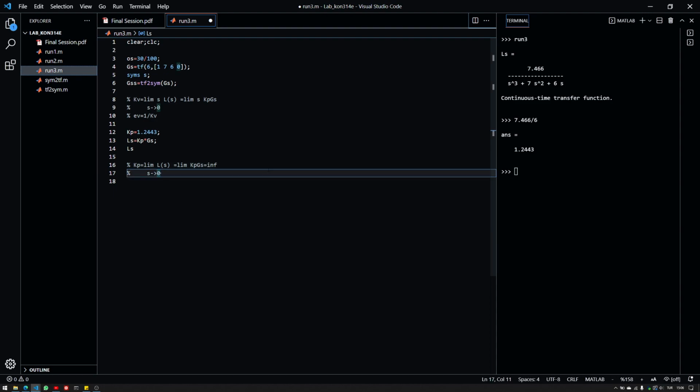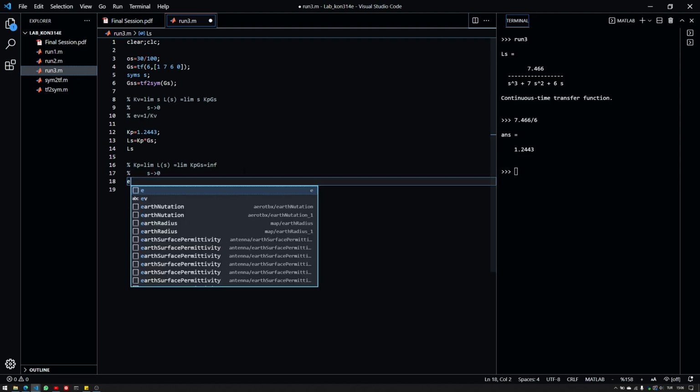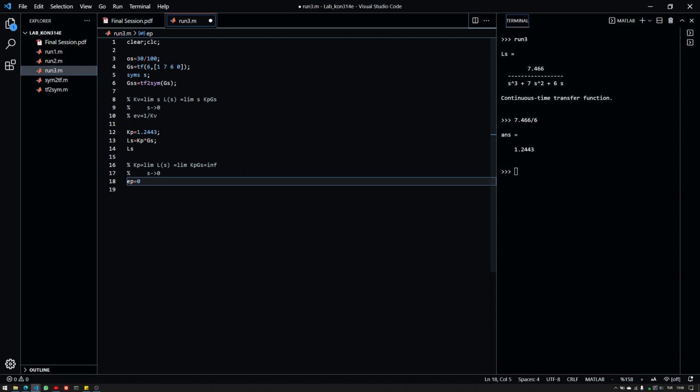So the position constant is infinity, which then shows us that 1 divided by 1 plus infinity should give 1 divided by infinity, which should give us 0. So 0 EP, which is the steady state error. For this system, using a p-type controller results in 0 steady state error for step type inputs.